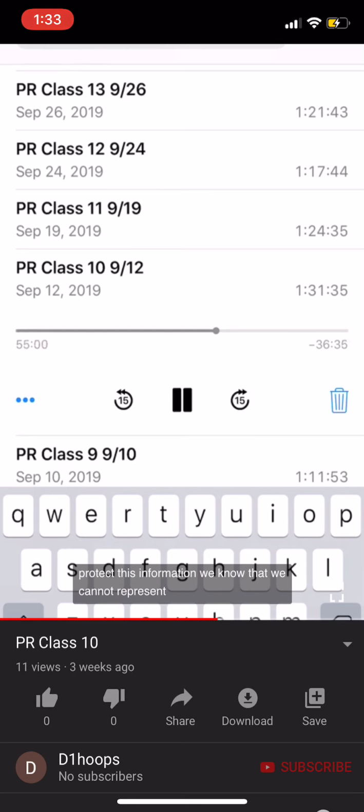We know that we cannot represent a current client whose interests are materially adverse to those of a prospective client. What does materially adverse mean? Is that the same as directly adverse, or what's the difference between those two? This seems like a conscious choice of language. It's directly adverse, you have that current client. Prospective clients are just starting out and don't really have a formal relationship. What do you think materially adverse means?